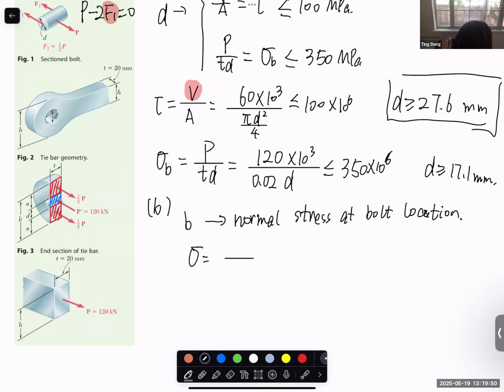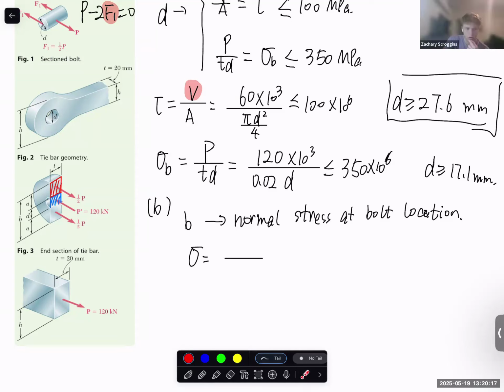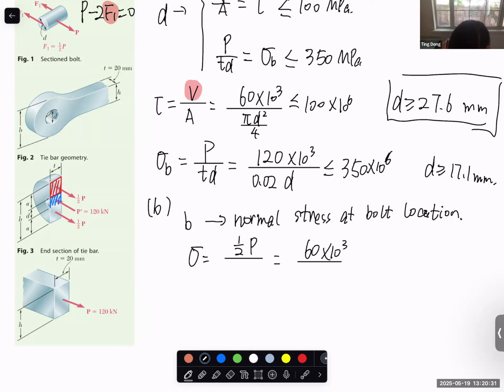How to calculate this sigma? Let's focus on the alphabet. Since it's symmetric, let's only focus on this area. What is the force I should use? What is the area I should use? What is the force I should use? 60, half P. Yes, 60. Thank you. Let's use 60.